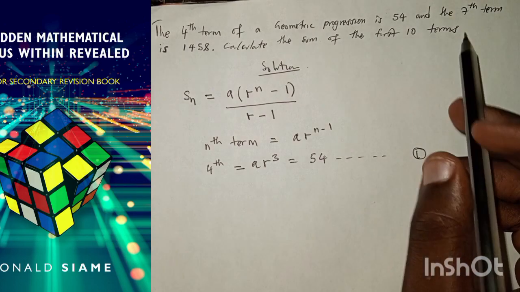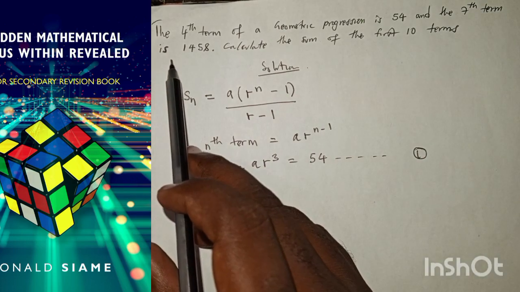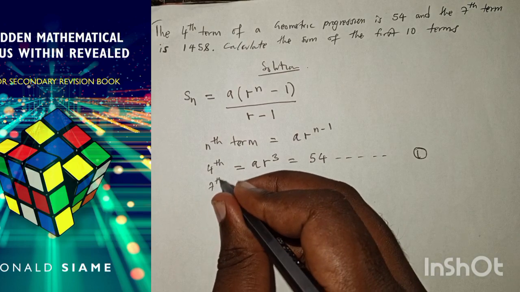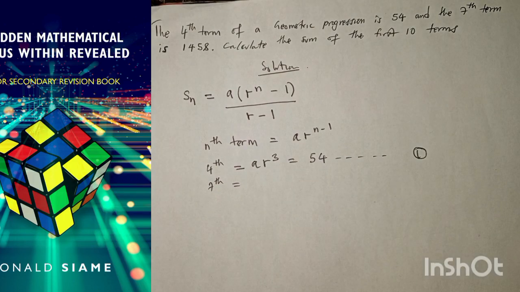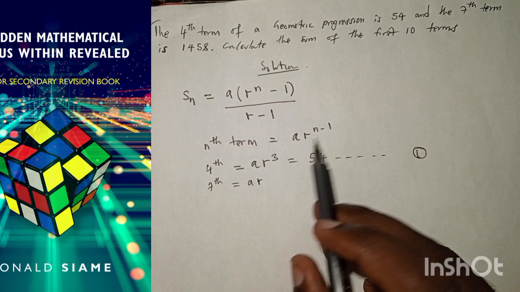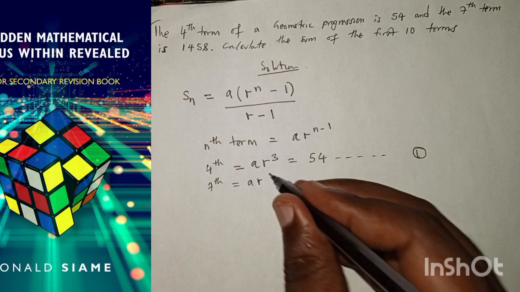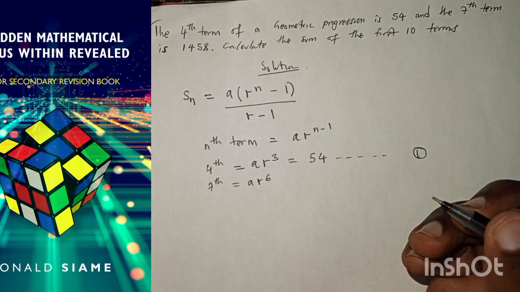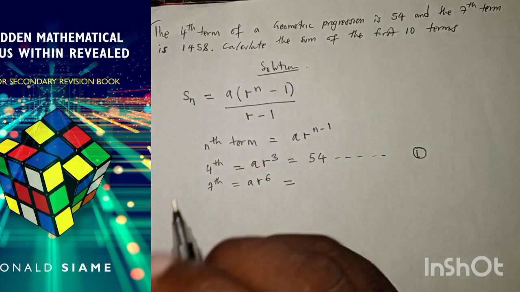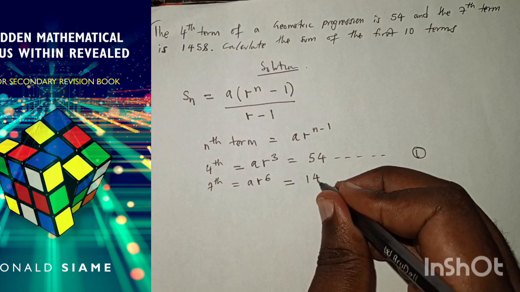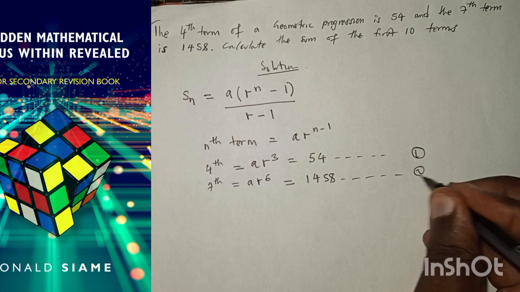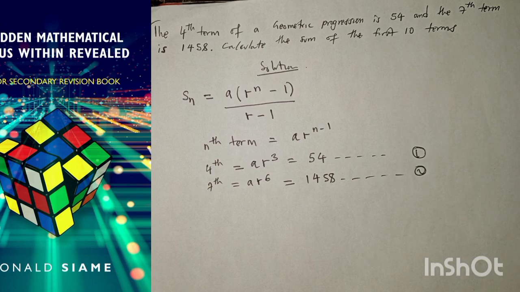Second statement, the seventh term is 1458. Again, the seventh term is equal to A r to the power n minus 1, where n is 7, so 7 minus 1 is 6. So A r to the power 6 is equal to 1458. This is equation 2.